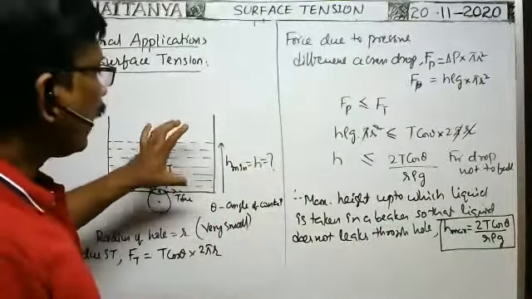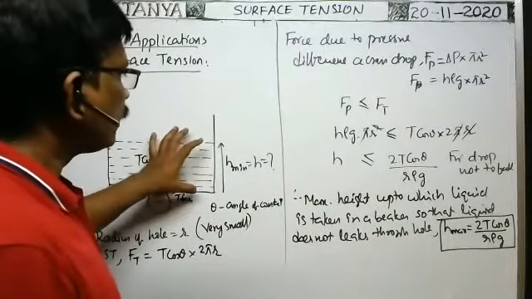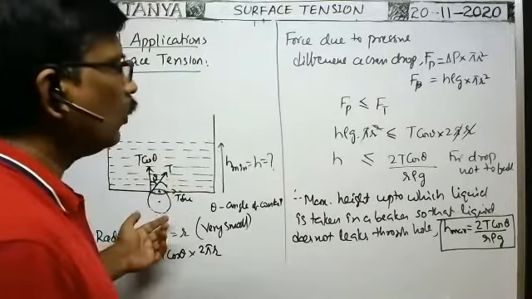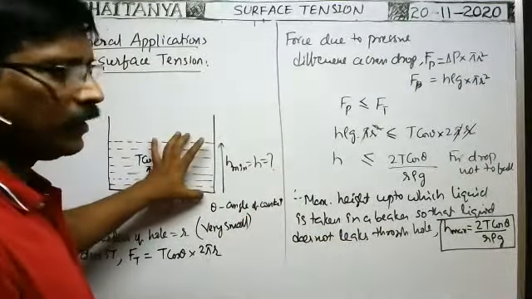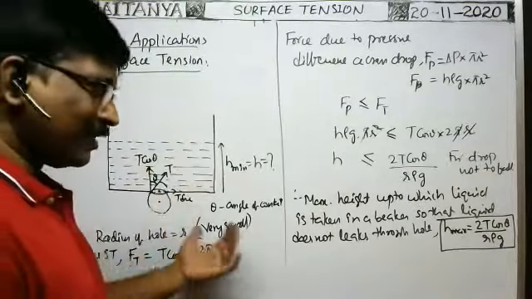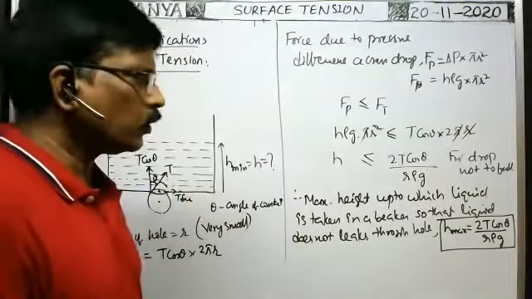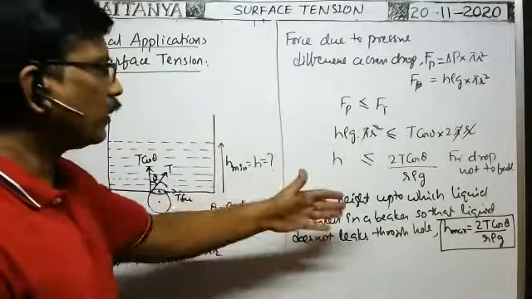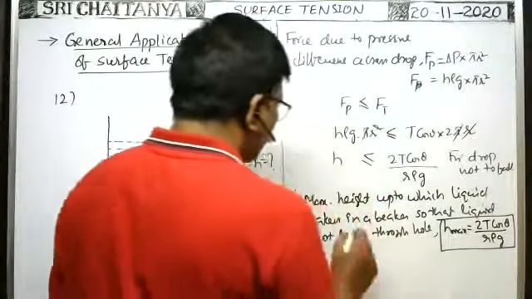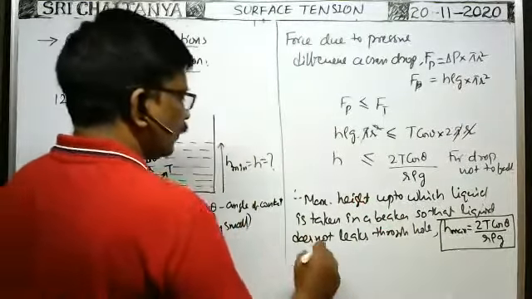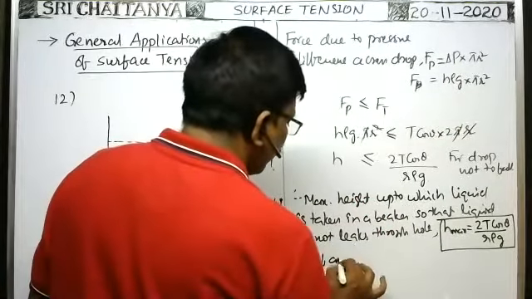Or up to what height the liquid is taken so that the liquid leaks out through the hole, the formula is this only. Or the maximum height up to which the liquid is taken in the beaker so that the liquid does not leak out, means this only. If the liquid level is greater than this, then the liquid leaks out through the hole.